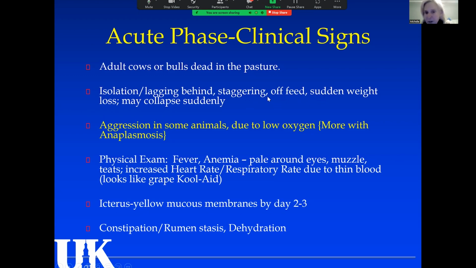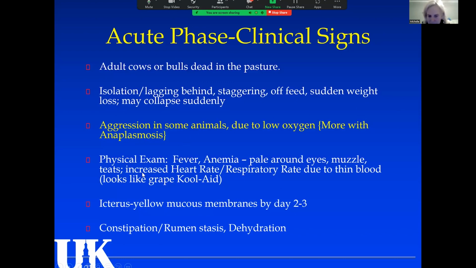So you'll see them go off feed. Sudden weight loss is another one. It just seems like they drop weight overnight. On physical exam, if you have a veterinarian come out, they'll have fever, have anemia, pale around the eyes. Anemia is kind of a tough one to diagnose by just looking at an animal. Pale around the eyes and the muzzle and the teats.